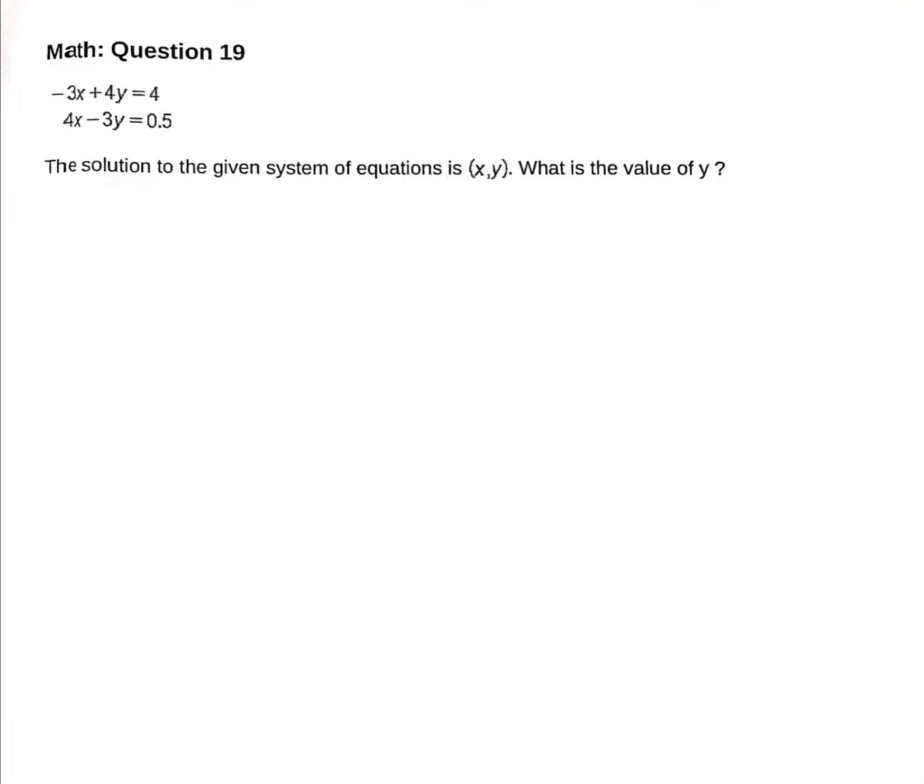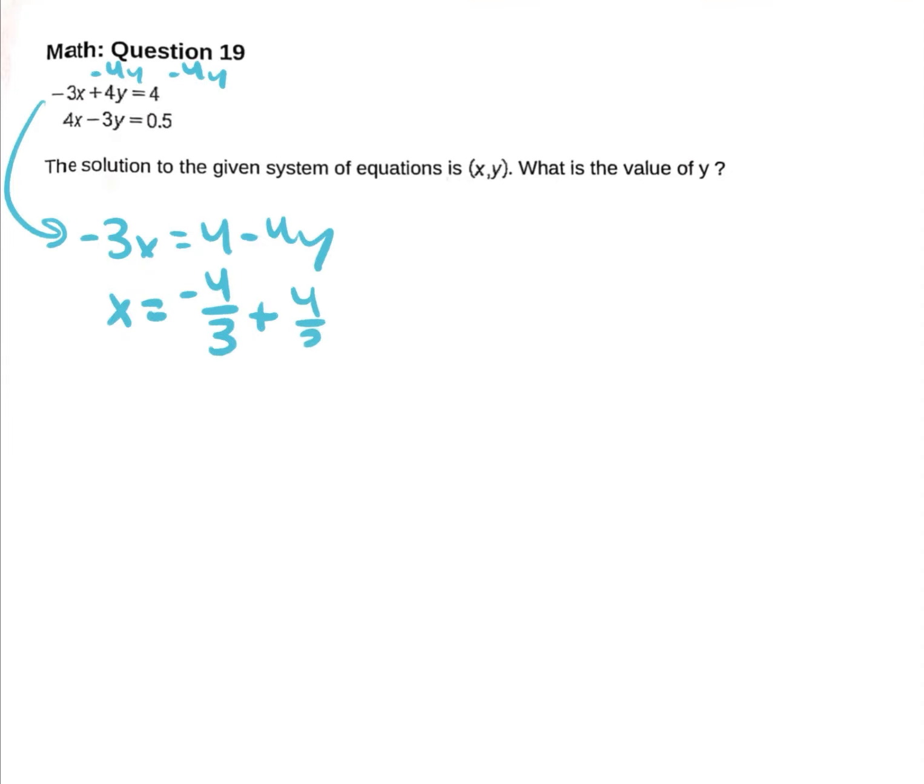So in this case, it's easier to use the first equation to solve for x. So first we just subtract 4y from both sides to isolate x. So that would be negative 3x equals 4 minus 4y. And then all we have to do is divide both sides by negative 3, which would be x equals negative 4/3 plus 4/3 y. So this is our x.